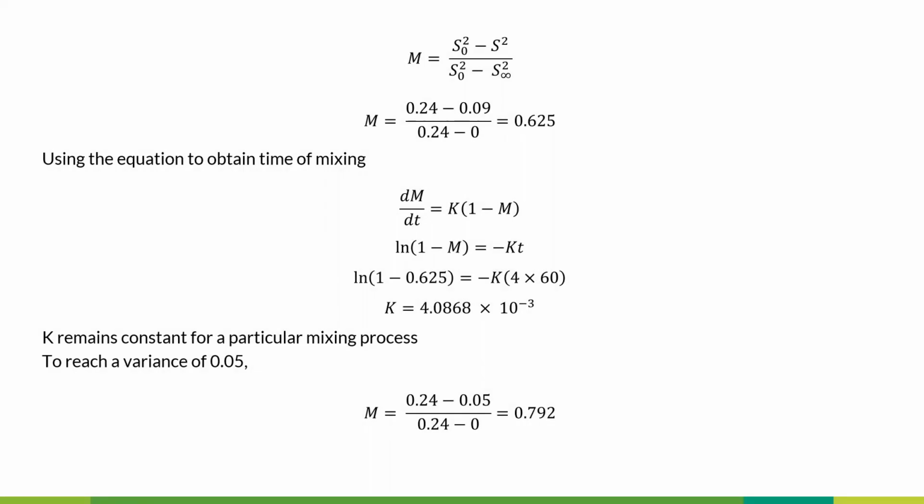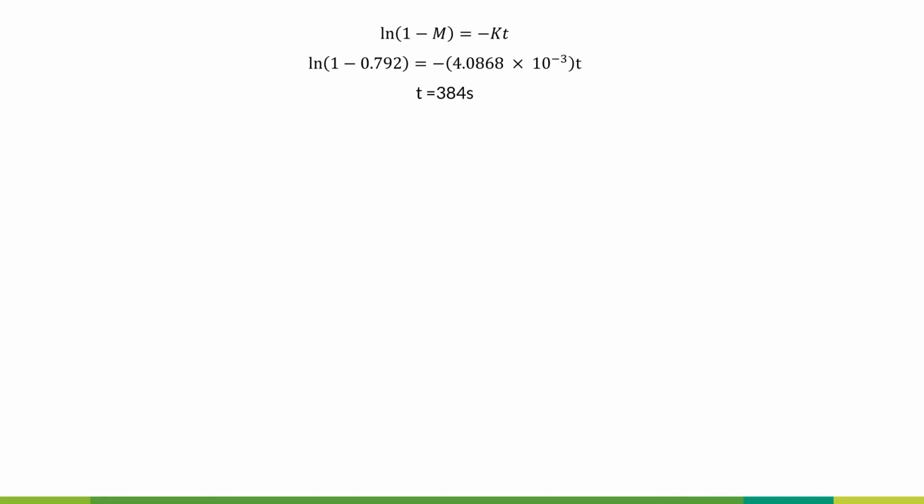So please note here that, as we said, mixing index increases with time. So at 4 minutes or 240 seconds, your mixing index was 0.625. But at 384 seconds, your mixing index is 0.792. So as you can see, as you keep on increasing the time, your mixing index increases and approaches 1. So the answer to this question is option C.